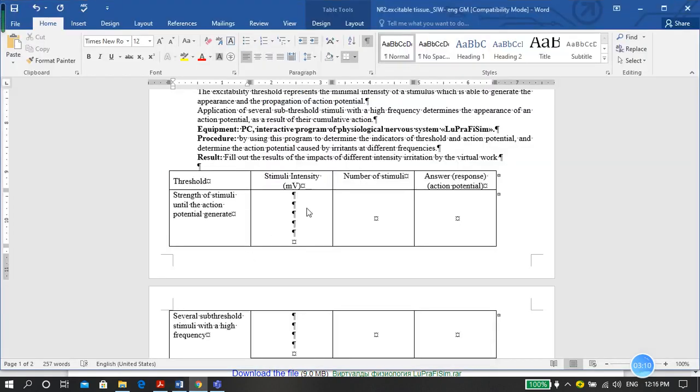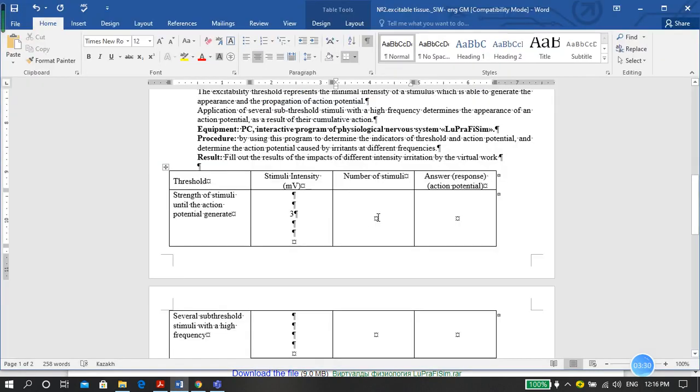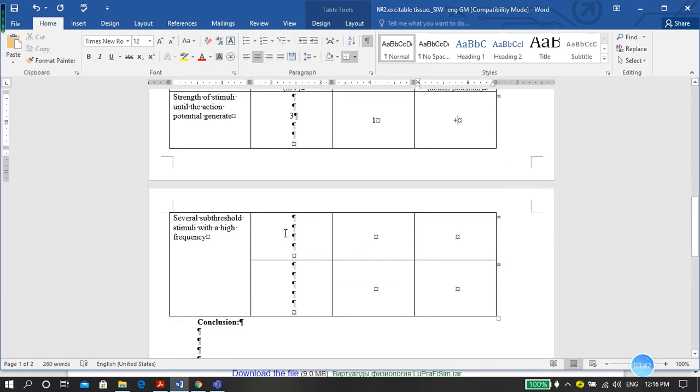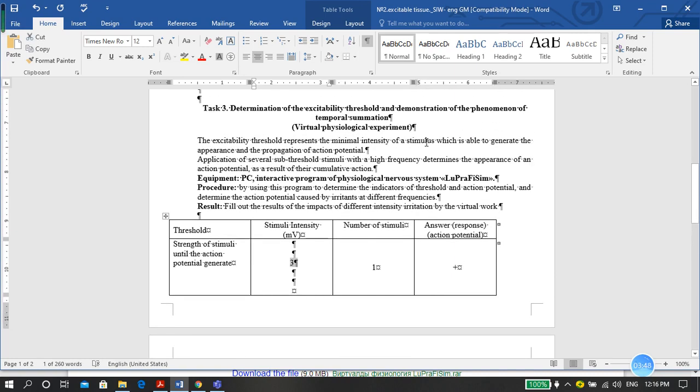So here you can write the answer, 3. And again, number of stimuli. Here it is, the number of stimuli is 1, and we give a strength of stimulus of 3 microvolt, and we just stimulate once, and we get an action potential. So here the number of stimuli is 1, and the response is an action potential, kind of positive. Then here we determine the threshold of this excitable tissue. Its threshold is 3 microvolt.